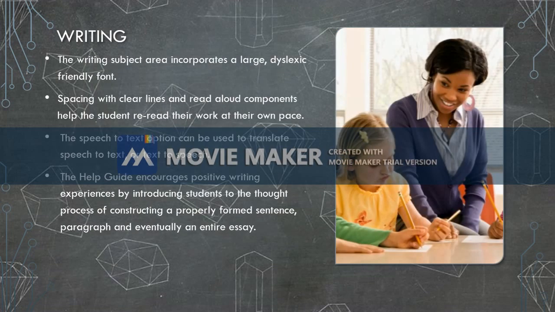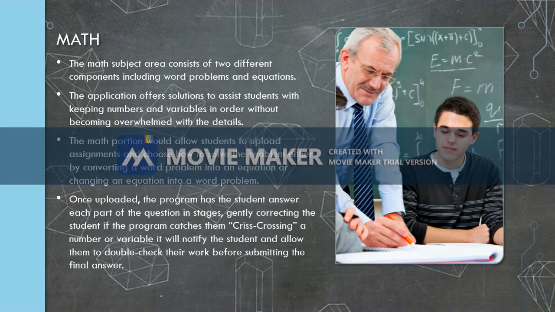For the writing section, we incorporate large dyslexic-friendly font. Spacing with clear lines and read-aloud components allow the students to reread their work at their own pace. The speech-to-text option can be used to translate speech-to-text or text-to-speech. The help guide encourages positive writing experiences by introducing students to the thought process of constructing a properly formed sentence, paragraph, and eventually an entire essay.